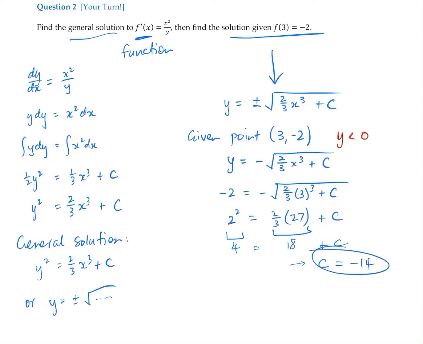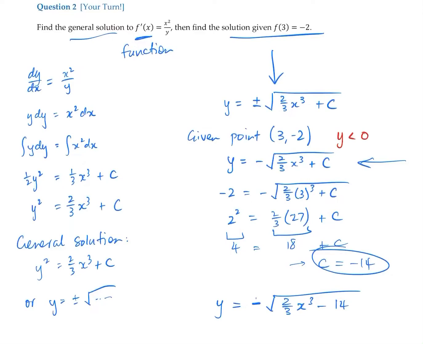Okay, c equals -14, and so y equals, not plus or minus, because we established here that it's a minus, square root of 2/3 x cubed minus 14. Okay, now that's done.